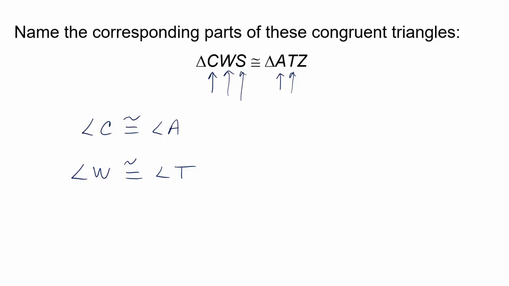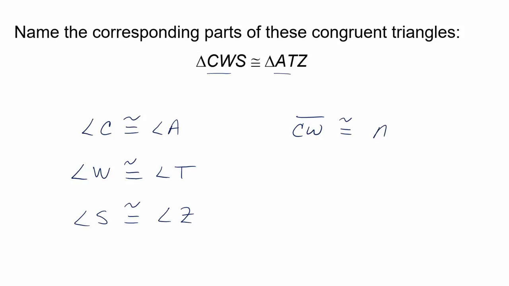Finally, S corresponds to Z. Therefore, angle S is congruent to angle Z. Now let's look at the corresponding sides. CW corresponds with AT. So segment CW is congruent to segment AT.